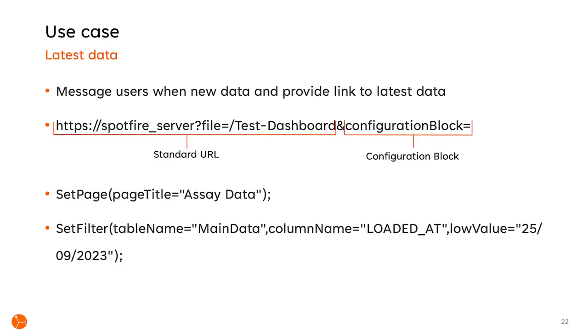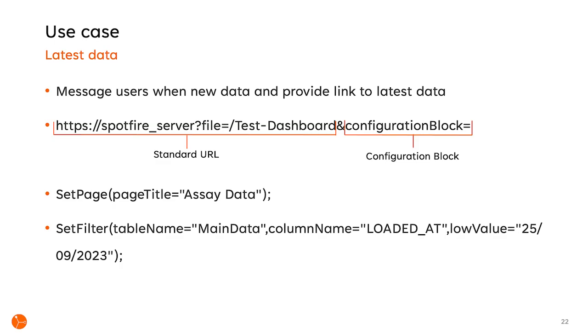So latest data, this is something we did in a couple of hours. We had the notifications going out, and spoke to the engineer who built the notification, and said, could we just add this configuration block to filter the data just to show the latest data? Very simple. We set the configuration block, we set which page we wanted to open, and then we said just filter it for the latest data.